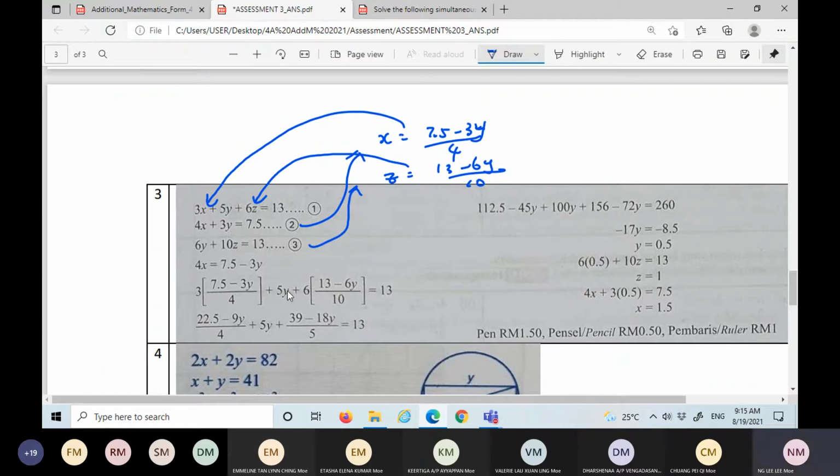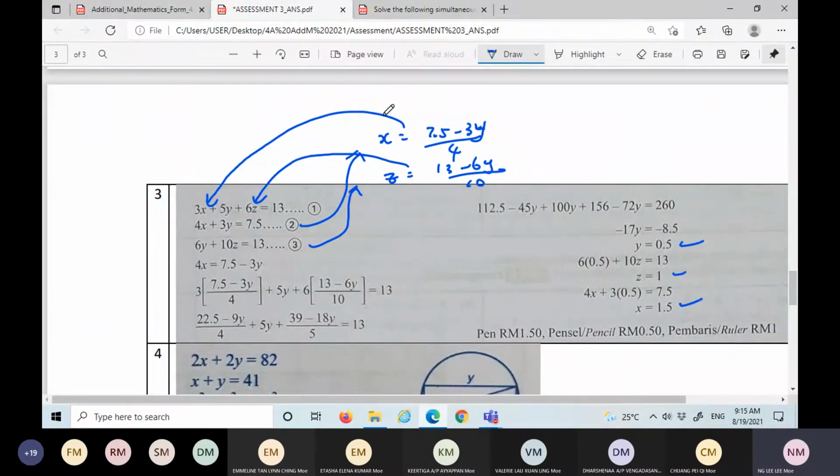You see, all in terms of y already. Therefore, you can solve for y. After that, put y in the third equation and solve for z. Put y in the second equation and solve for x. So this question, I think, is not that difficult. So this is question number 3.